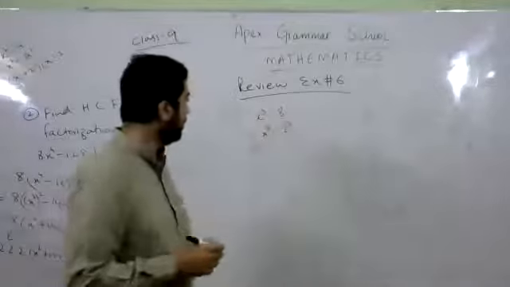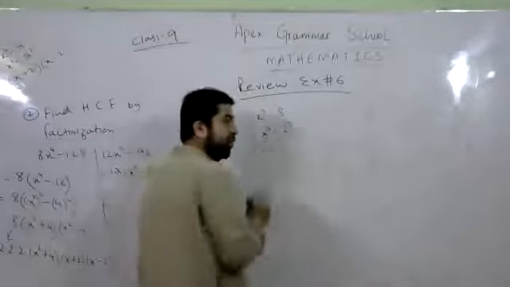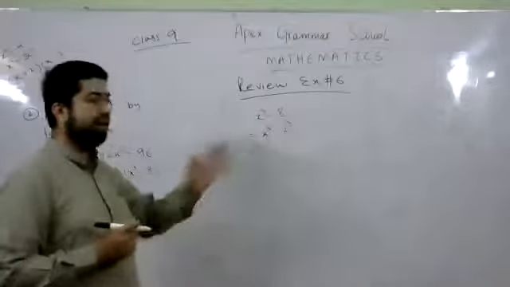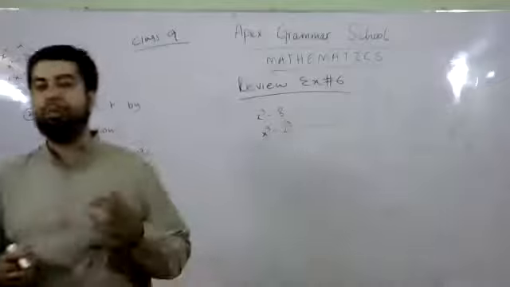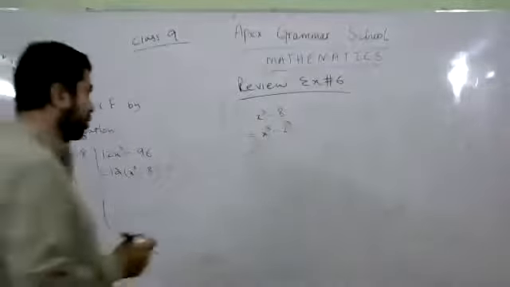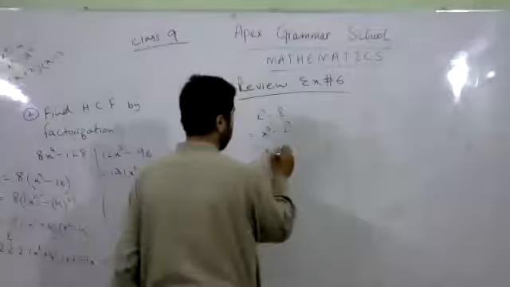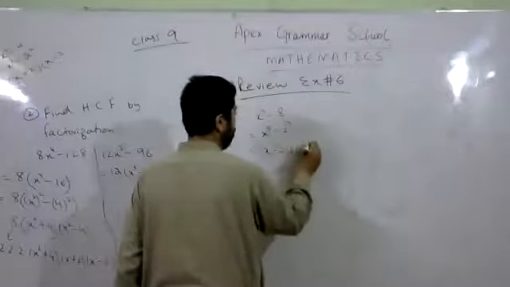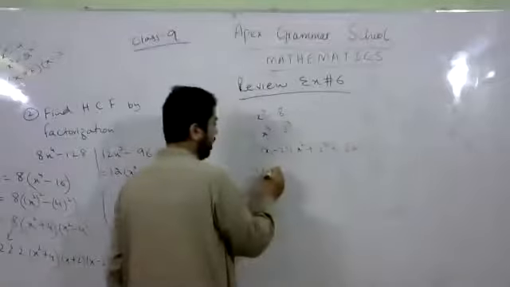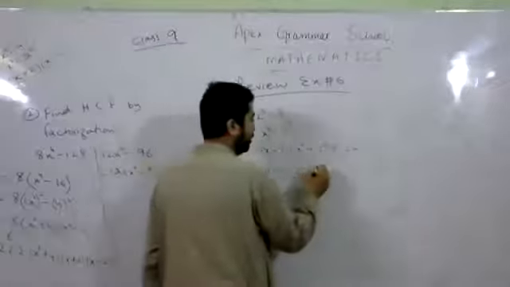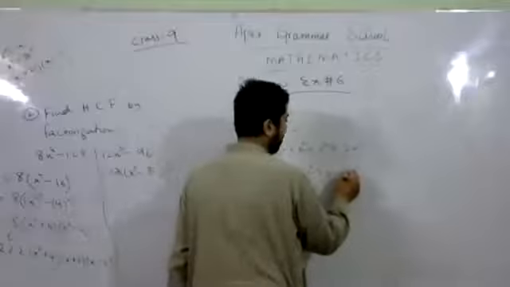Now, this is of the type of a cube minus b cube formula. a cube minus b cube is equal to a minus b into a square plus ab plus b square. So, you can write it as x minus 2 into x square plus 2 square plus 2x, or x minus 2 into x square plus 4 plus 2x.